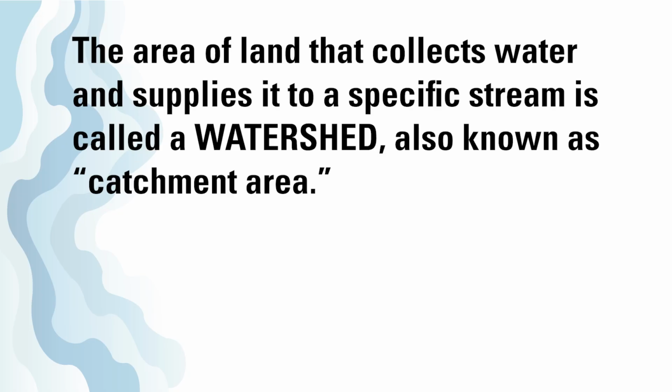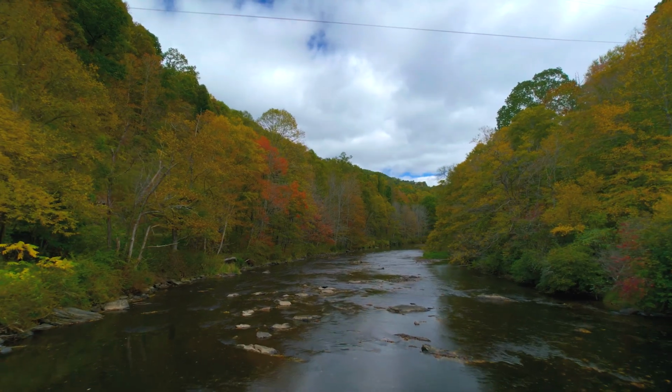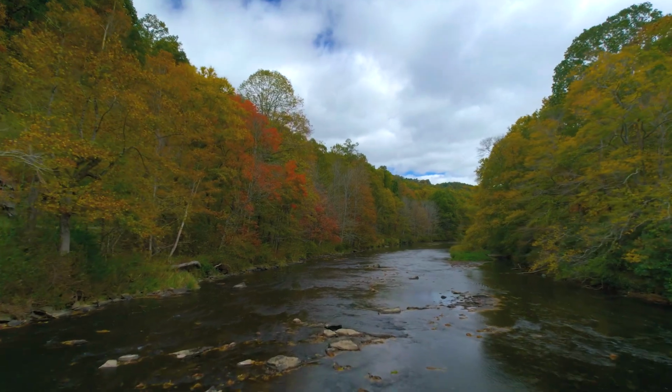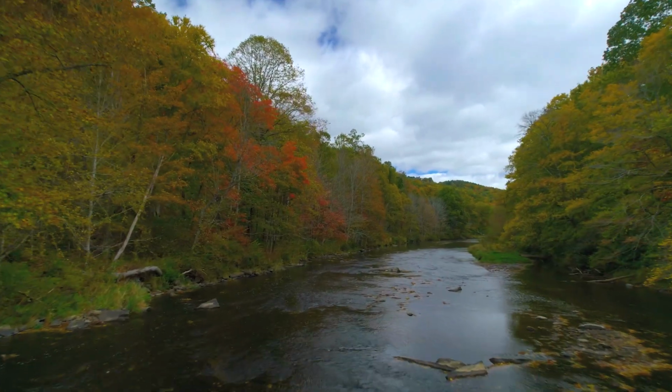Additional water is supplied to a stream through surface water that flows across the landscape and into the stream, either directly or via small feeder or headwater streams. The area of land that collects water and supplies it to a specific stream is called a watershed, also known as a catchment area. Any changes or disturbances within the watershed can result in damage to the stream ecosystem.